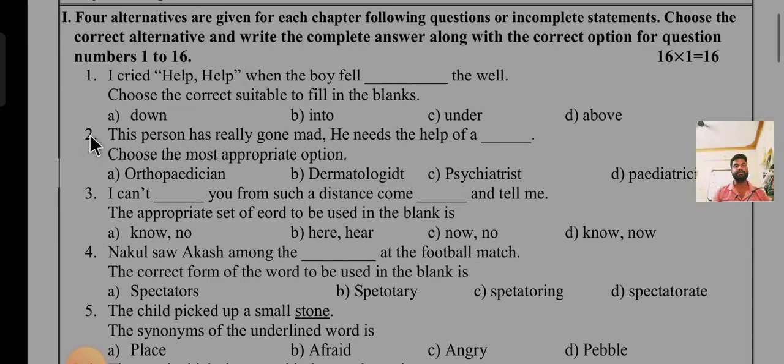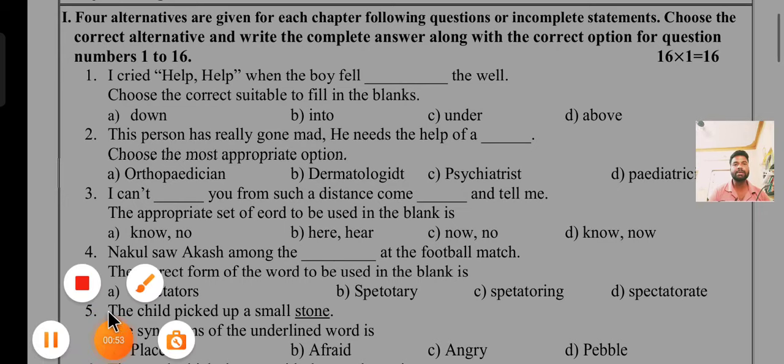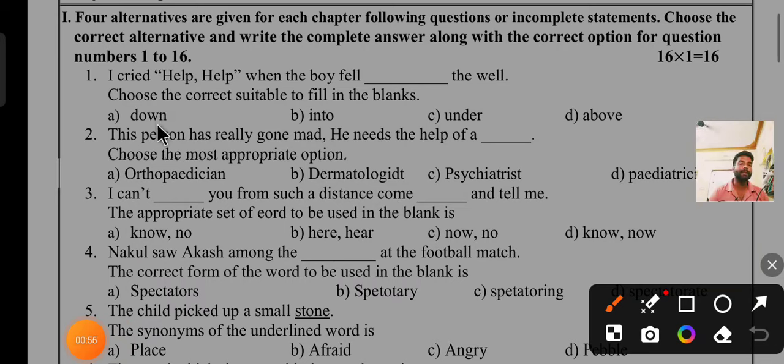The first question: I cried help, help, when the boy fell dash the well. Choose the correct option to fill in the blank. Which one is suitable here? Fell into, fell down, fell under, fell above. Then which one is the right answer, my dear students? Fell down is wrong, as it shows strong movement. For that reason, into is the right answer. Option B is the right answer. Option C is wrong, and option D is also wrong. Fell above doesn't come, my dear students.